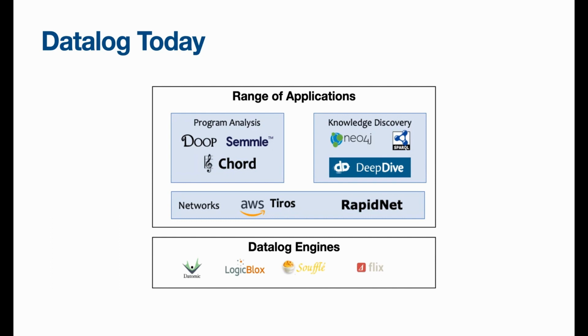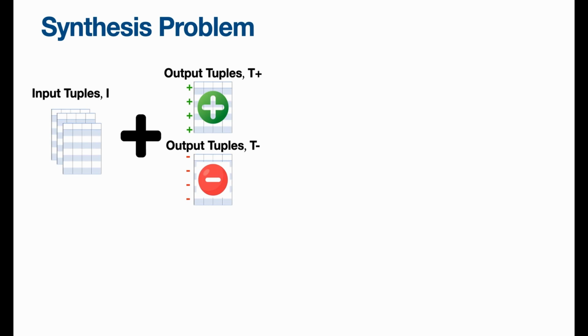So one of the key problems in Datalog is the problem of synthesis. By synthesis problem, I mean this. You're given a set of input tuples. So in our example, it would be the edge relation. And you're also given a set of positive output tuples and negative output tuples. So these are the output tuples that you're expecting to have, and the negative ones are the ones that you do not want to have.